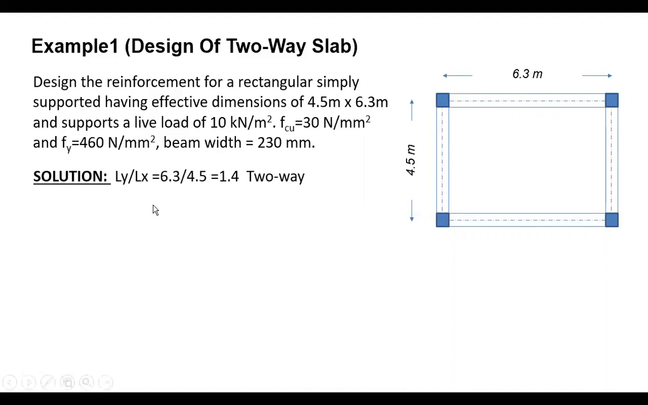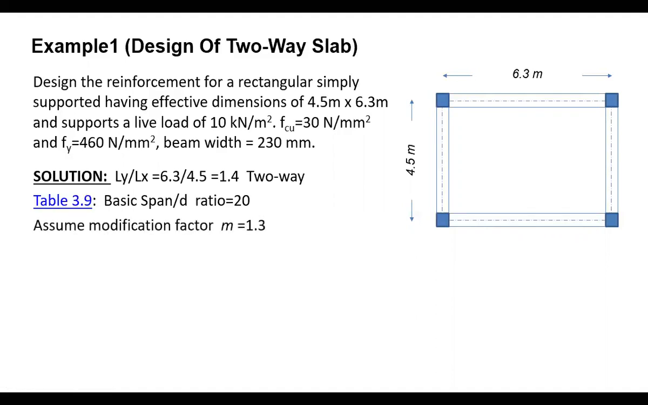Let's see together. The first thing to do is you need to classify, is this a one-way slab or a two-way slab? We can do that by checking the ratio between the long span divided by the short span. So Ly over Lx, long divided by short, equals 6.3 divided by 4.5. So this is 1.4, which is less than 2. If it is less than or equal to 2, this is a two-way slab. So 1.4 is for sure a two-way slab. In this case, we need to design it as a two-way.